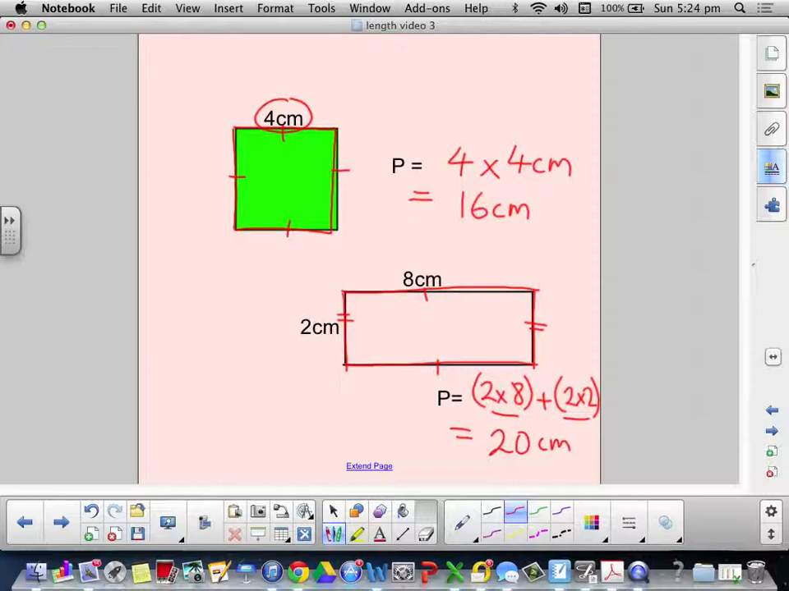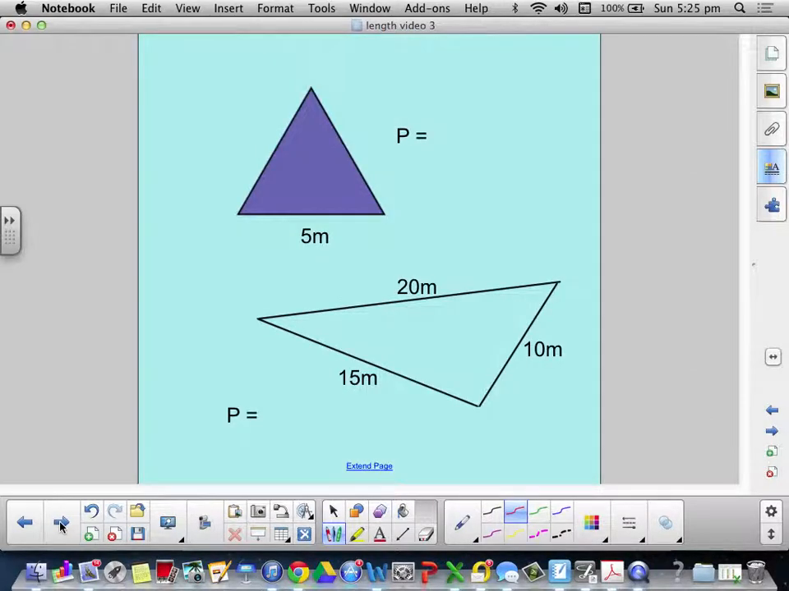Let's look at another polygon. Okay, our triangle, and we've got an equilateral triangle here. So all the sides are the same length. Let's draw those in there. Okay, so we know the same length.